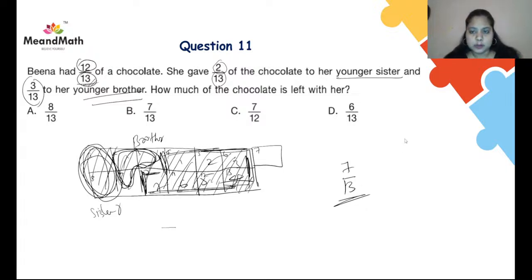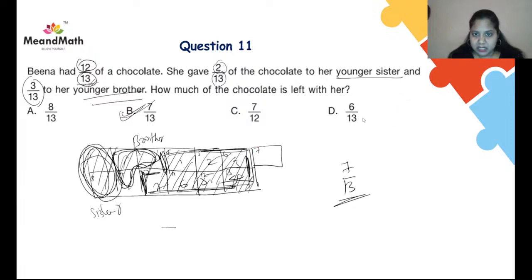So which is the correct option? Option B. Now here we are visualizing the chocolate by drawing. But what if the numbers are higher? We can't keep drawing big numbers. What if they give 50, 70? We can't keep drawing everything, right?